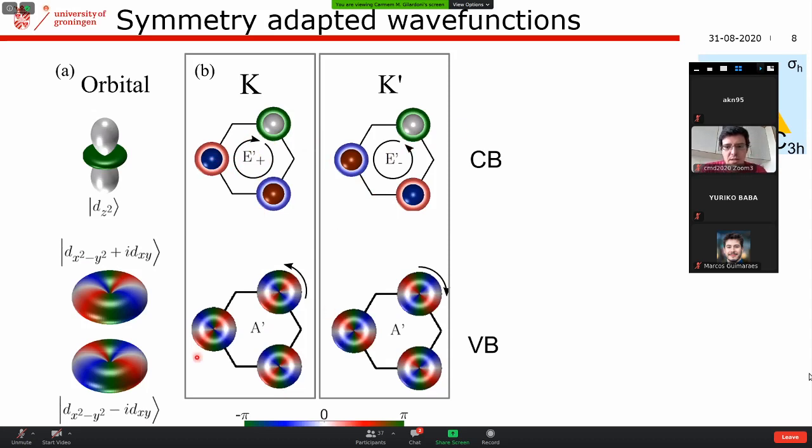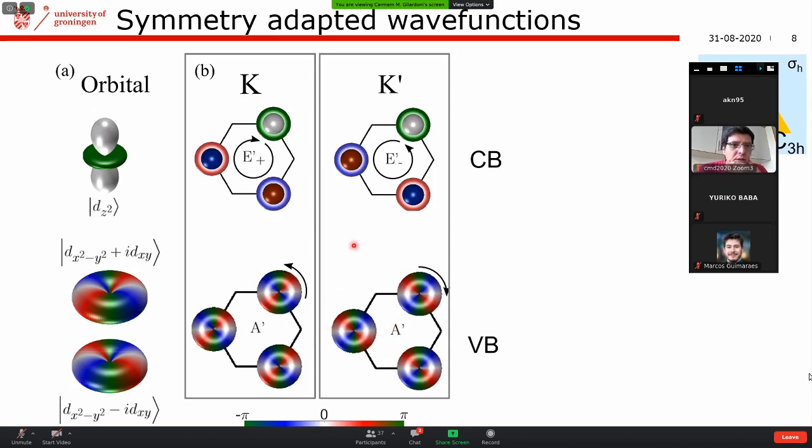Now, for the valence band wave functions, you can see that although they have a phase within each atom, if you go from one atom site into the other, the phase is constant, right? There is no phase acquired when you do that. So that means that the valence band wave functions actually transform as the fully symmetric irreducible representation A prime.